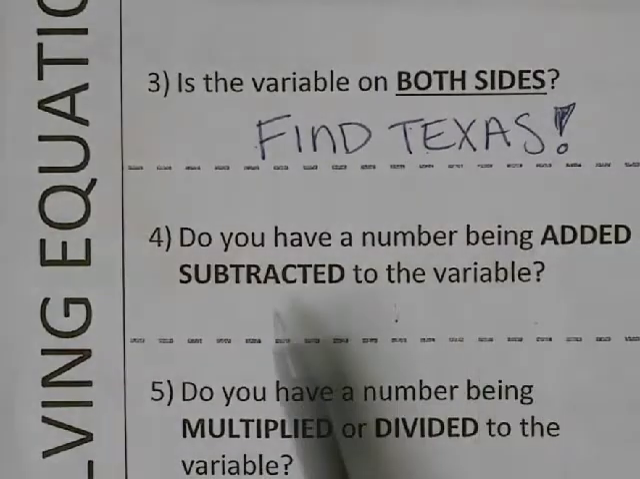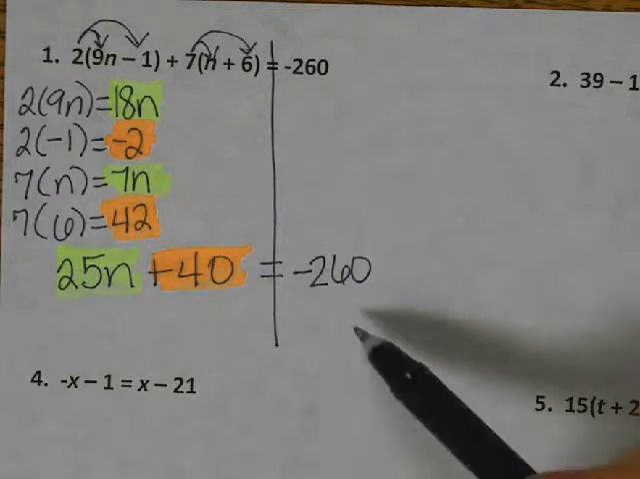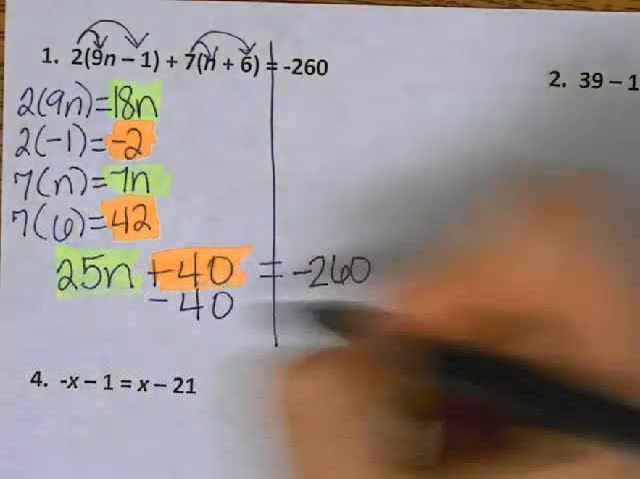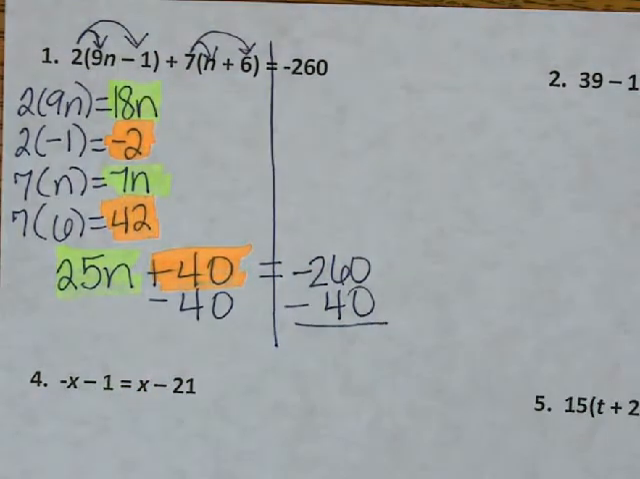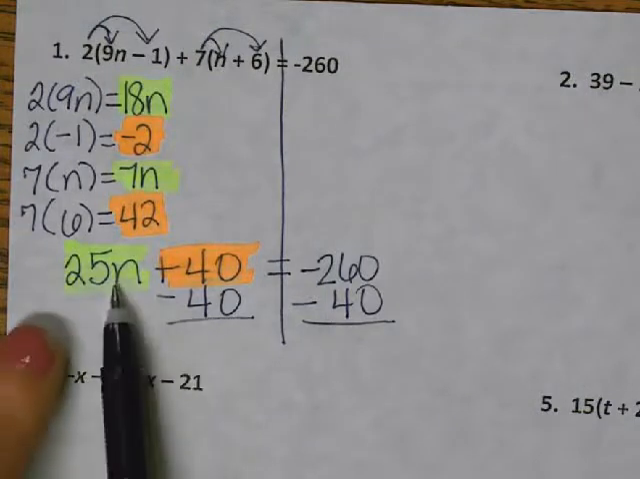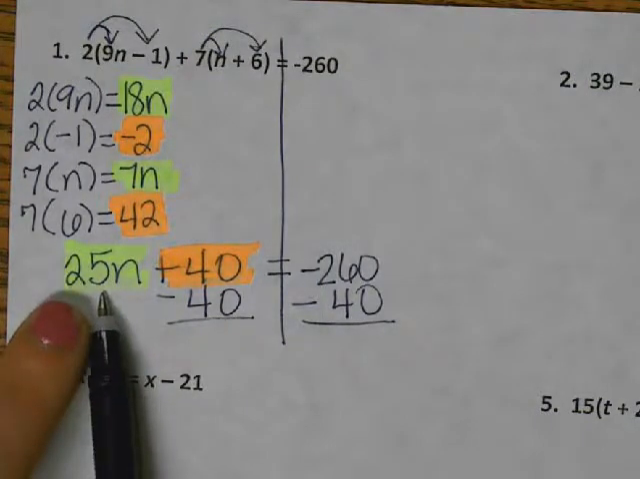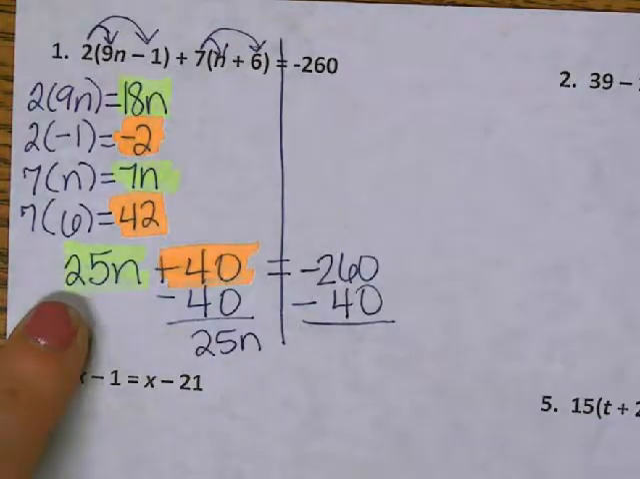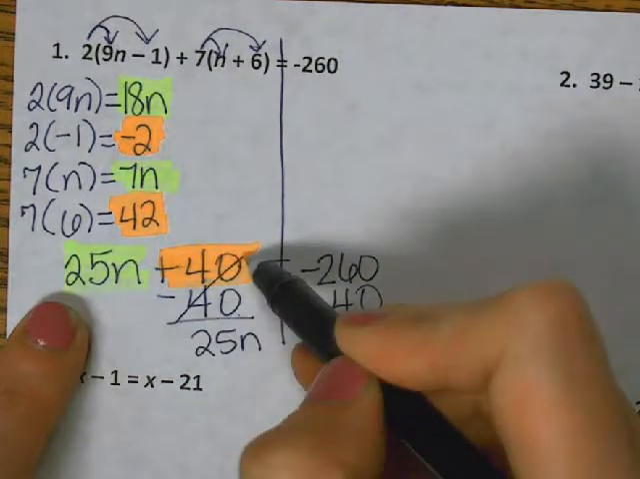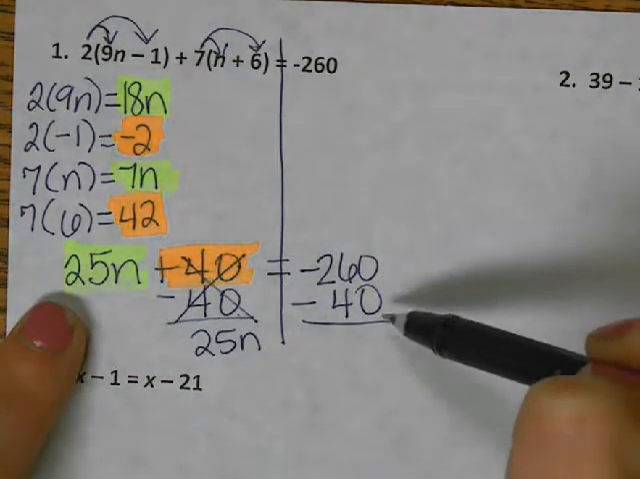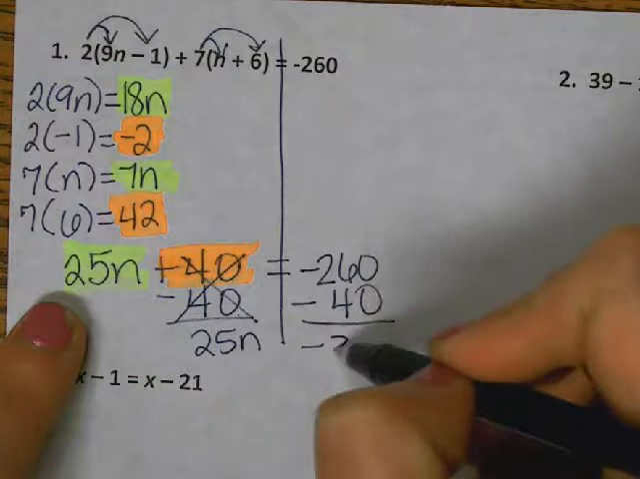Do you have a number being added or subtracted to the variable? Yes, plus 40. So how do I undo plus 40? Minus 40 from both sides. They cancel out. When you do this, I always write it on both sides, and then I go through the motions. So 25n, did we do anything to 25n? No. So we're going to write it down here, 25n. Positive 40 and -40 cancel each other out. And this is -260 minus 40. -300.